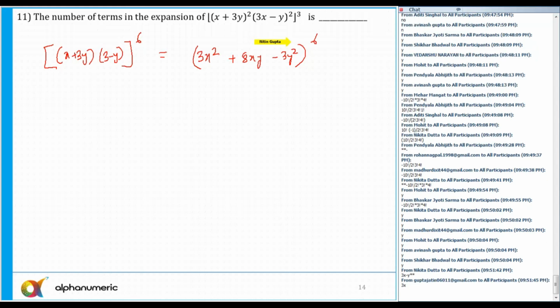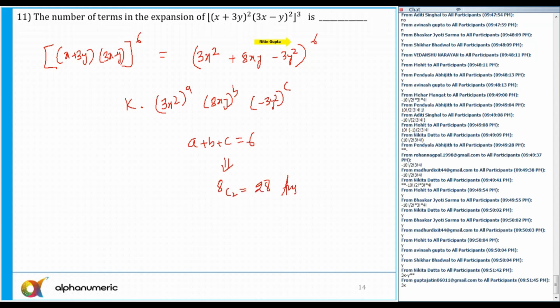Yes, that is 3x minus y. That's right. 3x minus y. So now I can say this will be equal to what? The general term will be equal to k into 3x square raised to power a, then into 8xy raised to power b, and minus 3y square raised to power c. So the value of a plus b plus c must be equal to 6. So how many solutions? That is 8c2, which is equal to 28. So that is the answer. Any doubts to anyone now? Please respond, all of you.